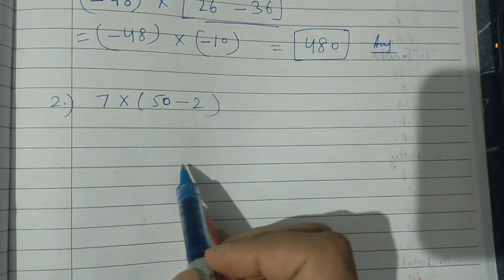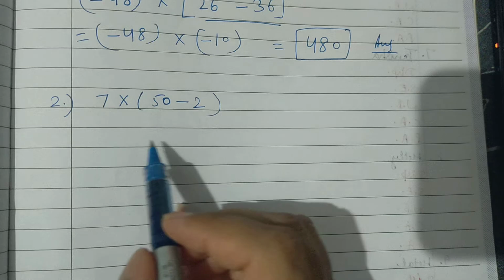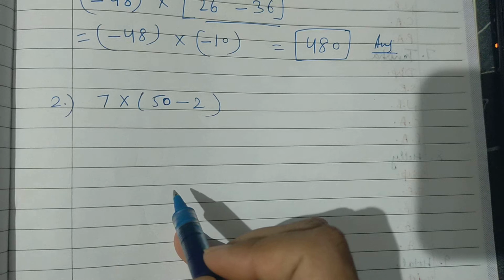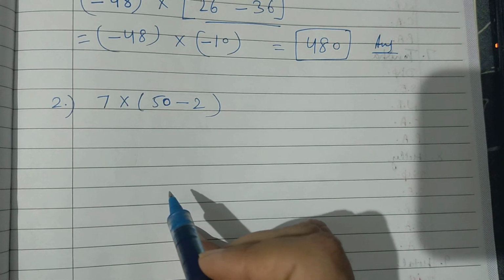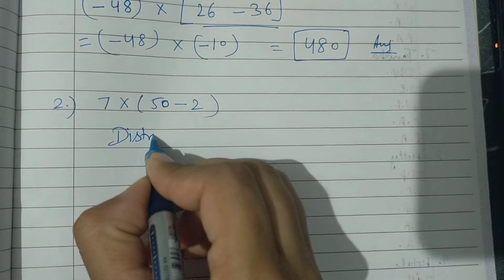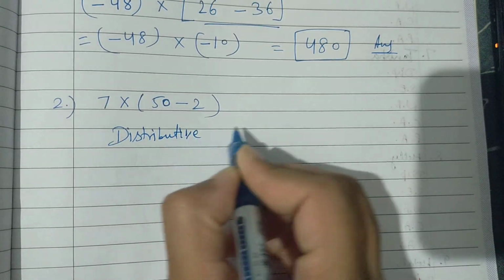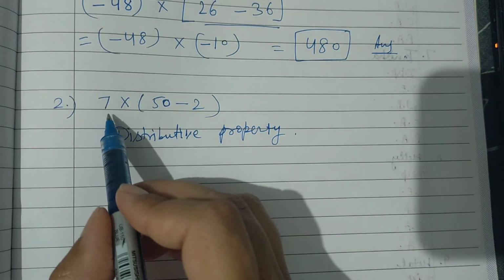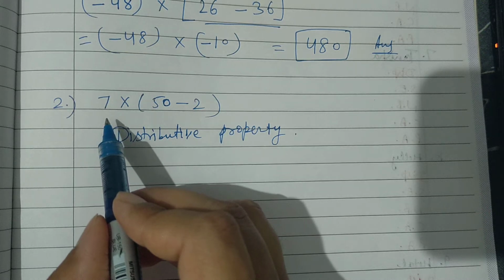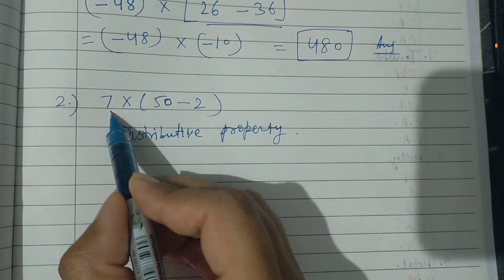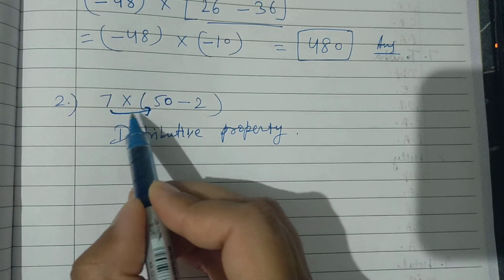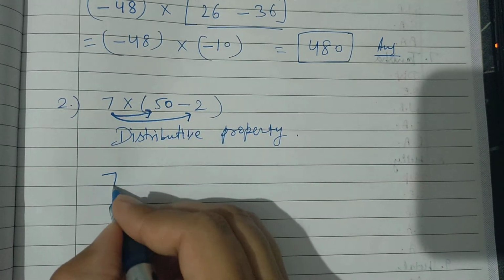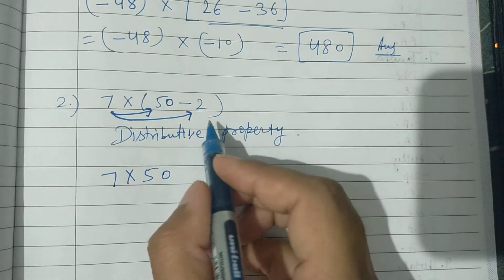Now second question we will solve by using the properties only. 7 multiplied by 50 minus 2. Which property we will apply? In this also we will apply distributive property. See, 7 is written outside bracket. If we have to take it inside, then we have to multiply it by 50 and then by 2. First 7 multiplied by 50.